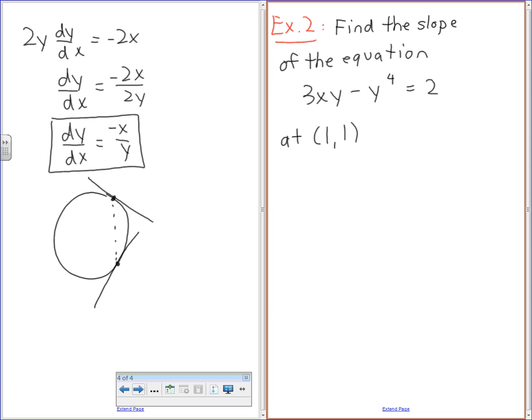Okay, back to this here though. So we're going to take the derivative of everything. Now, let's start with 3xy. This is going to be a product rule, okay? The two parts are going to be the 3x and the y. So what's the derivative of 3x going to be? 3. Very good. And the y just comes along.